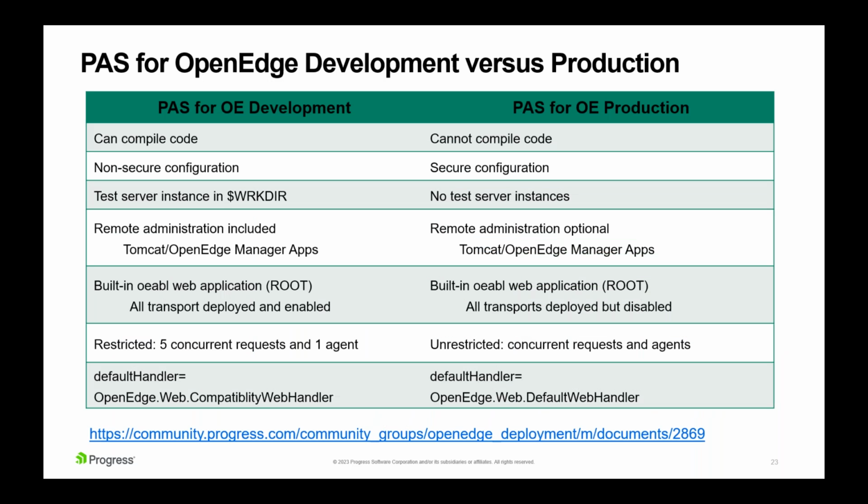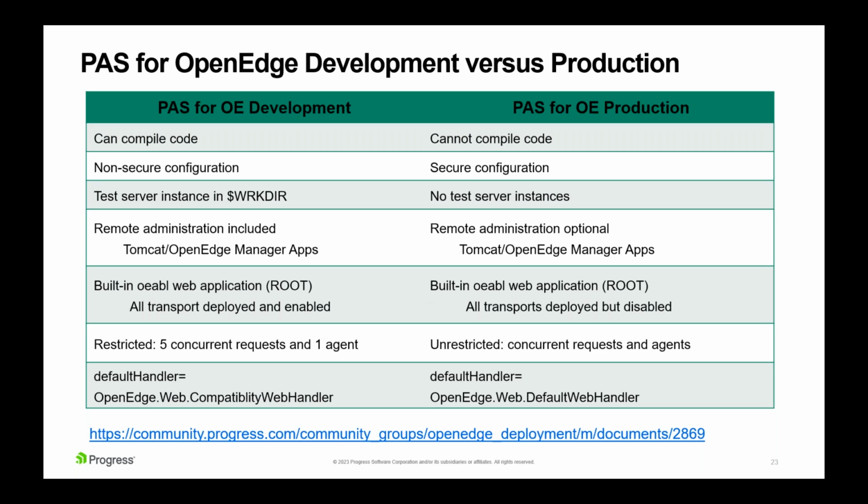And you have two levels of PASOE, one in development and one in production. In development, you can do everything. Nothing is locked, so you can compile and configure whatever. You have the different transports, REST, web, SOAP, open. In production, you need to explicitly configure what you want to use. It's for security reasons, of course.